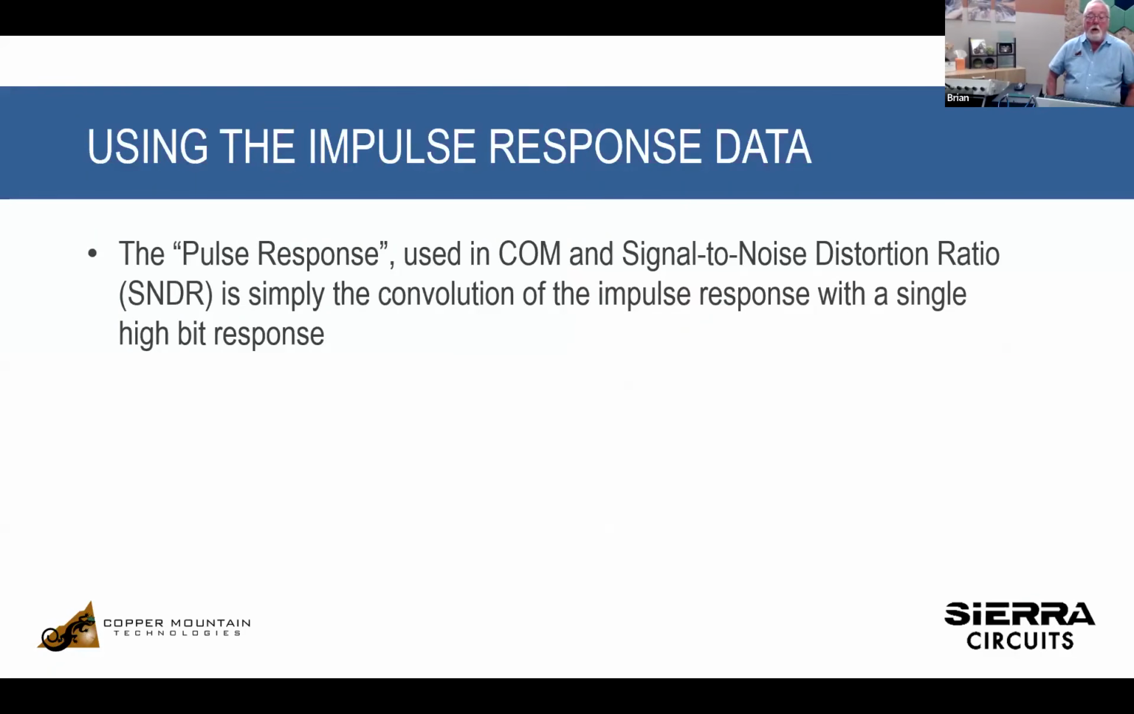I would mention just one more thing. That was the impulse response. The pulse response, if you look into COM, is actually a single bit, a 1. So instead of using the impulse response, they use a single 1, and they use that to characterize the digital system.